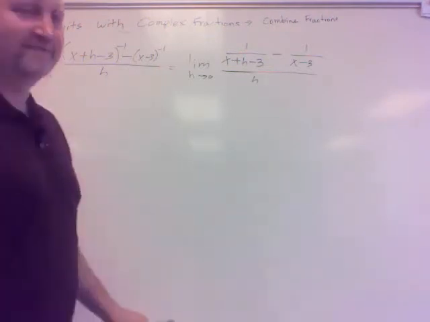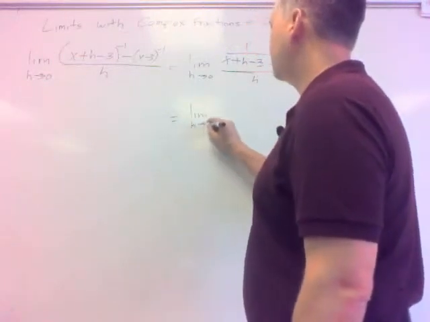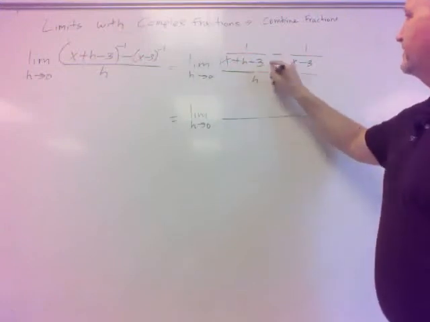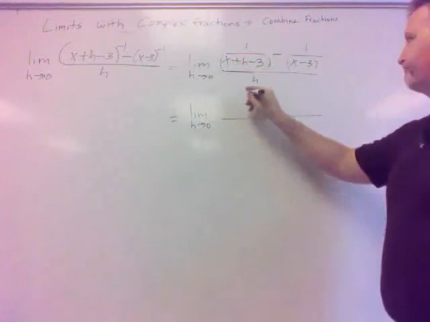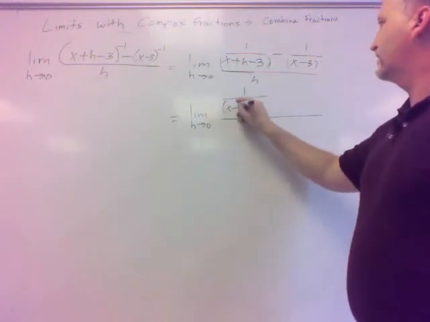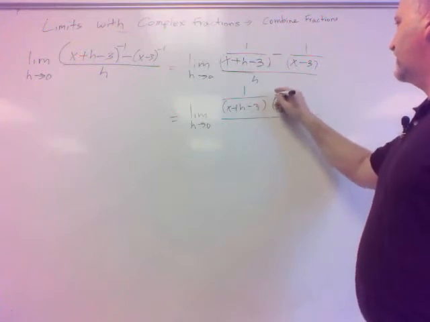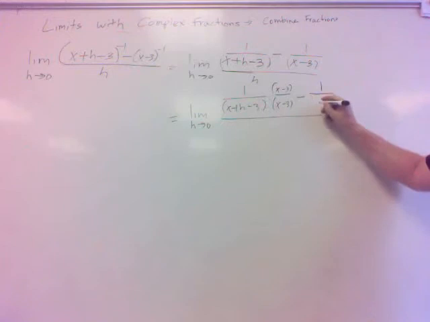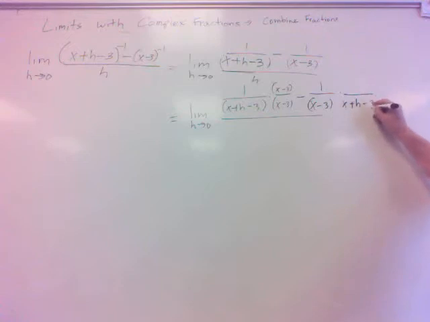So what do we have to do? One way to do it is go ahead and combine some fractions here. The LCD of the top, wouldn't it be x plus h minus 3 times x minus 3? And so I need to multiply the first one by what? First one by x minus 3 over x minus 3. And then the second one over here, multiply it by x plus h minus 3.